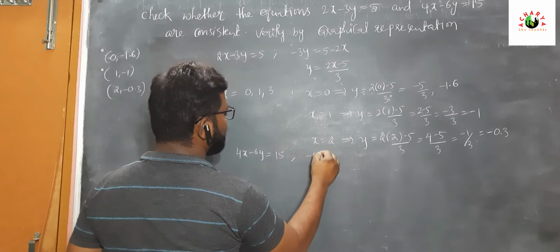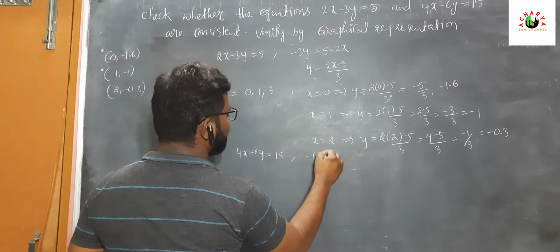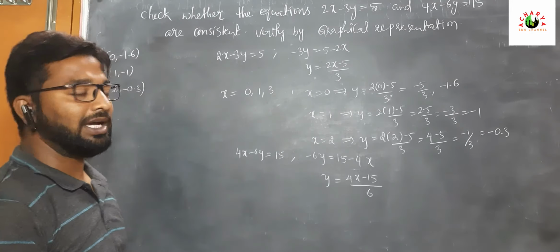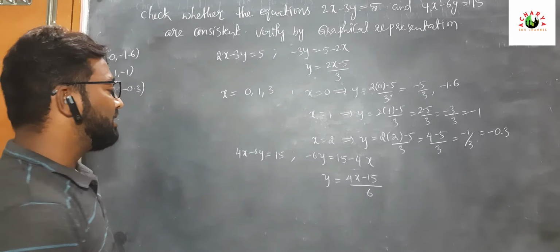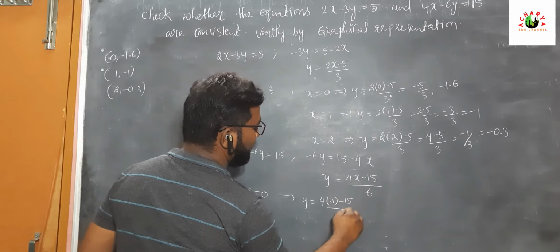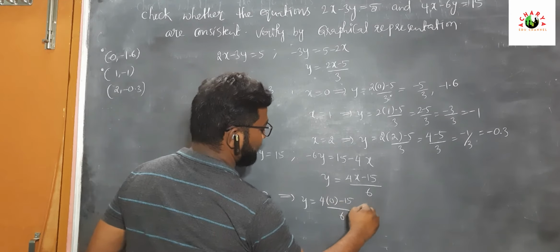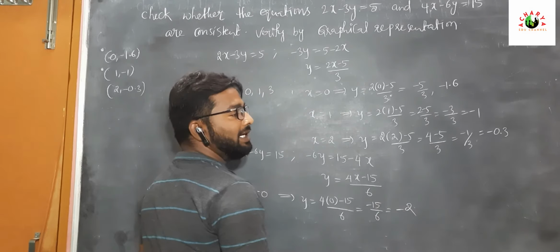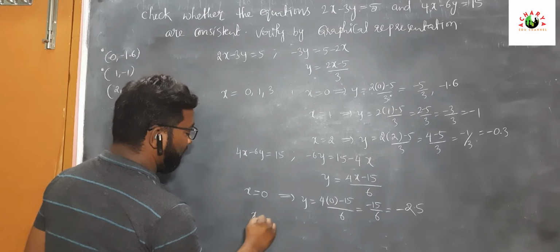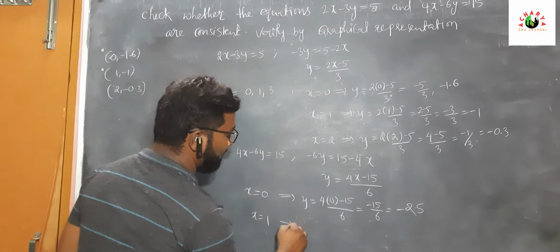Then minus 6y equal to 15 minus 4x. Then y is equal to 4x minus 15 by 6. Now let x value be 0. If we take 0, then what is the y value? y is equal to 4 of 0 minus 15 by 6, that is equal to minus 15 by 6. 6 2s are 12, the remainder is 3 here, 6 5s are 30, minus 2.5. If x is equal to 1, then what is the value of y?